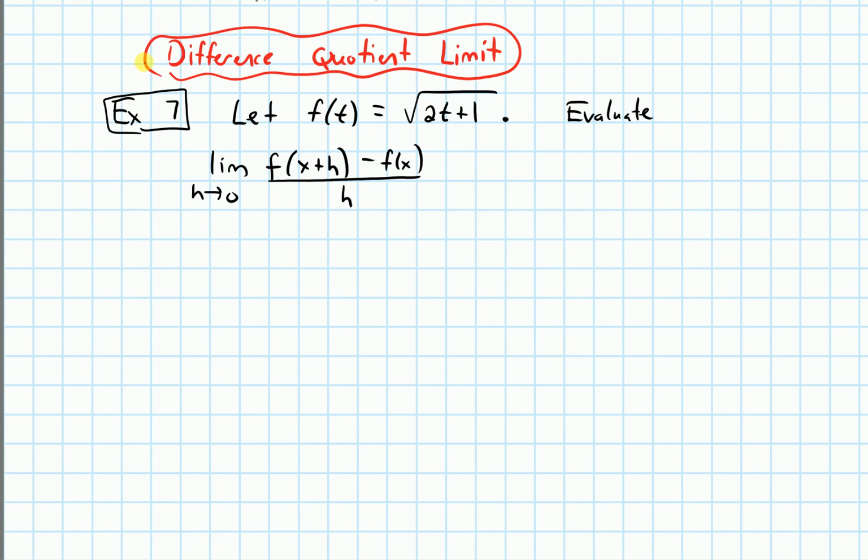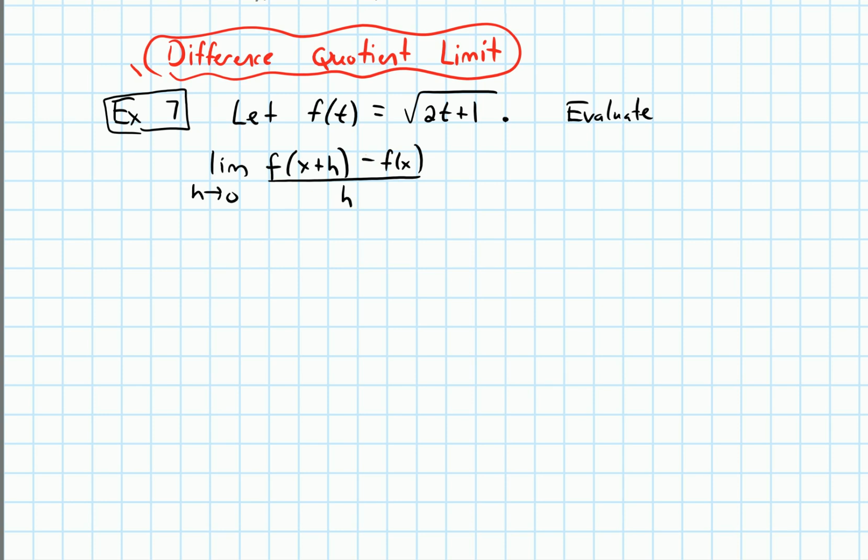In this video, we are going to do a difference quotient limit example. So our function f of t is the square root of 2t plus 1, and I want to evaluate the limit as h approaches 0 of f of x plus h minus f of x all over h.